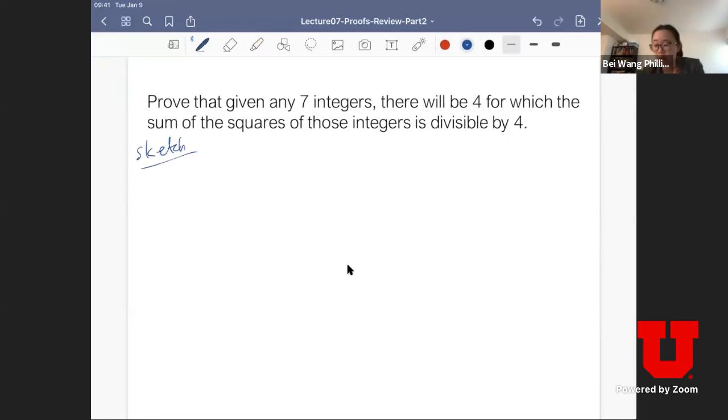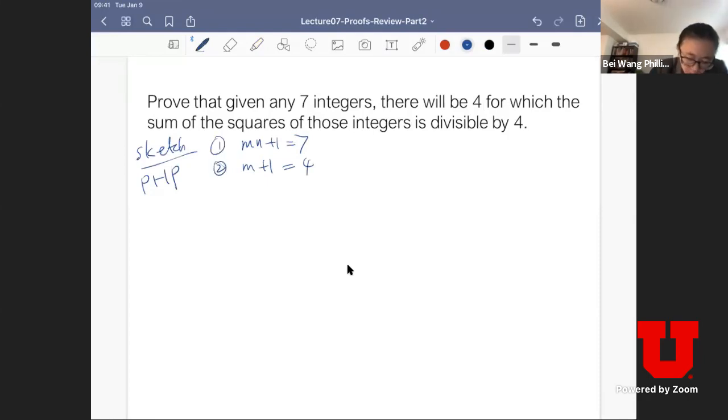Again, when you see this problem, the first thing that comes to my mind is that we are going to apply the pigeonhole principle. To apply the pigeonhole principle, I need to solve for the number of objects, the number of containers, and the number of items or objects that fall into the same container. In this case, I have mn plus 1 is equal to 7. That's the total number of integers. And it says that there will be 4 of which satisfy a certain property. So that means at least 4 of them fall into the same container.